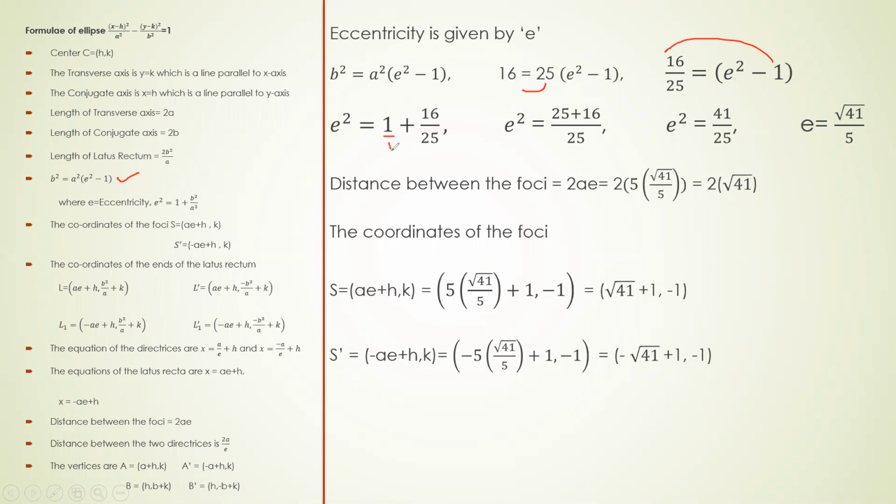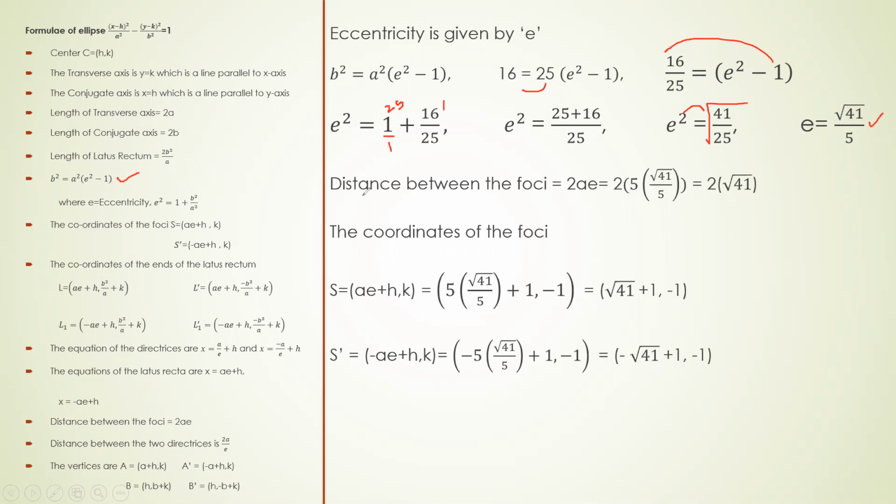So take the LCM. 1 into 25 is 25, and 25 ones are 25. So it will be 25 plus 16, which is 41, divided by 25. When you take the square root on the other side, it will become the square root of 41, and the square root of 25 is 5. So the eccentricity value is square root of 41 divided by 5.